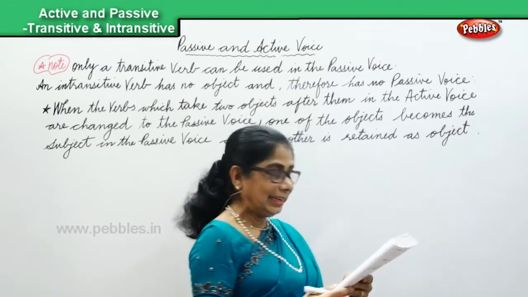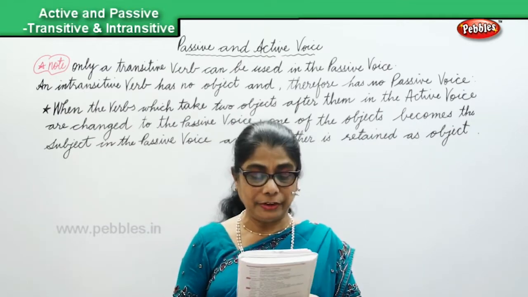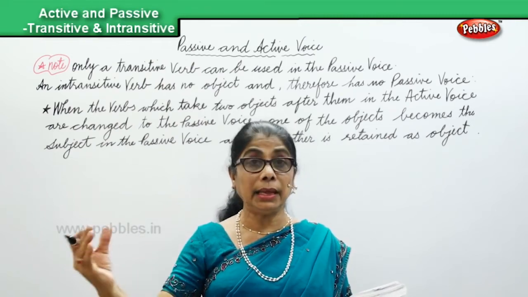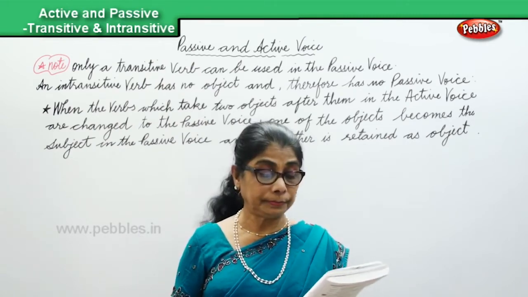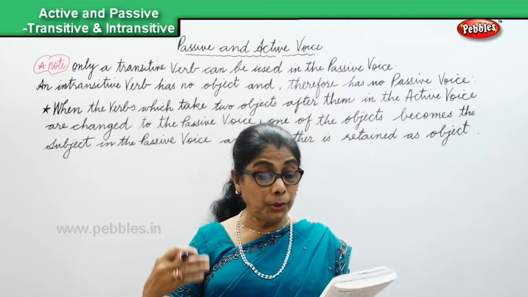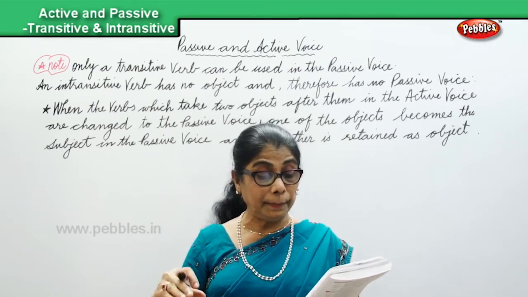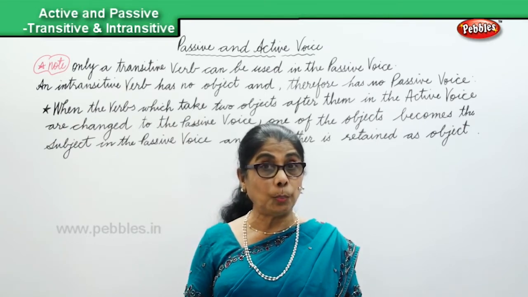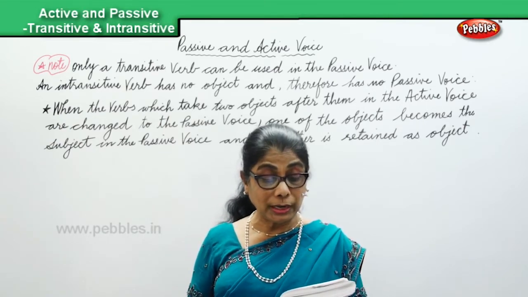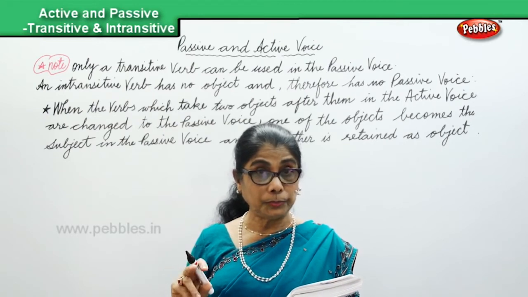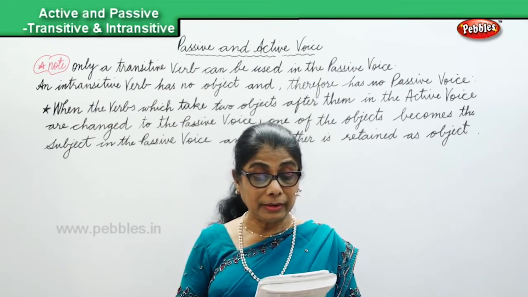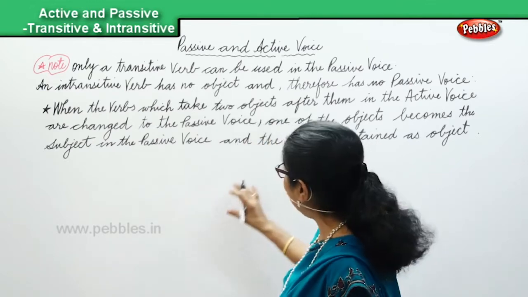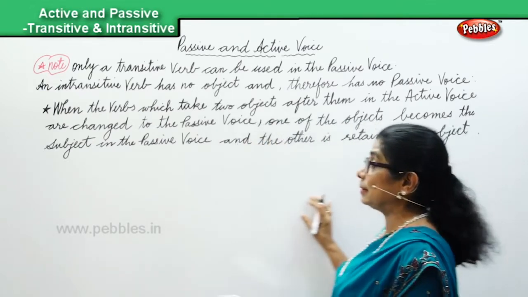Okay, now let's look at the sentences I have here for you. He gave me a book. Active. Passive: A book was given to me by him. I was given a book by him. We are talking about two objects. When the verb has two objects, one becomes the subject and the other automatically is retained as an object.